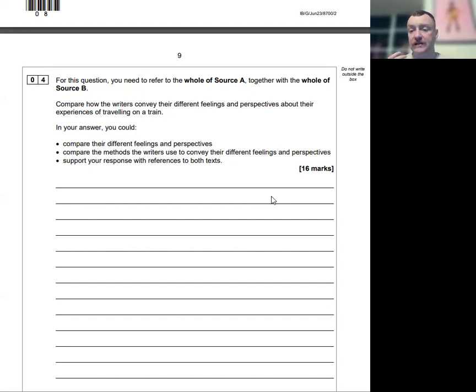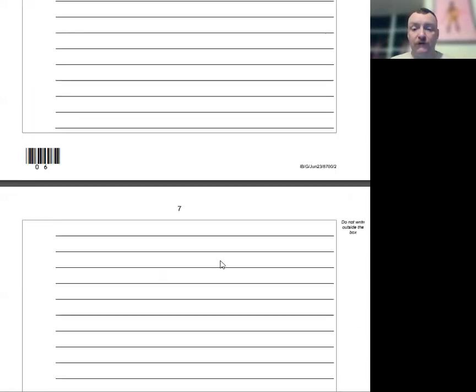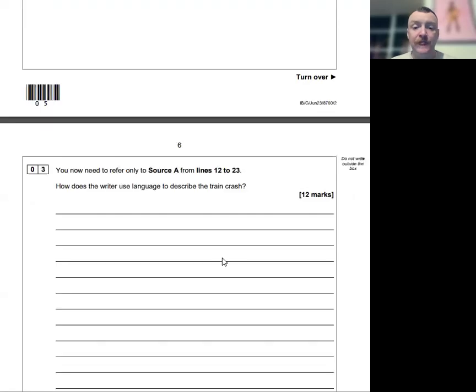You get an opportunity to read source A and source B, so you'll have a better picture and a better understanding of what's going on. So this will directly inform your approach to, if we were doing this in reverse, question 3, source A, lines 12 to 23. You already know what's going on in the whole of the source.